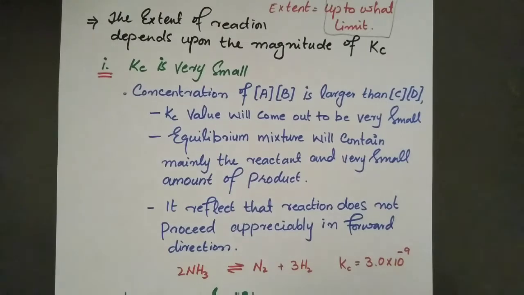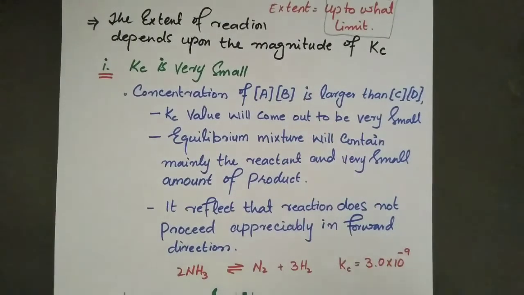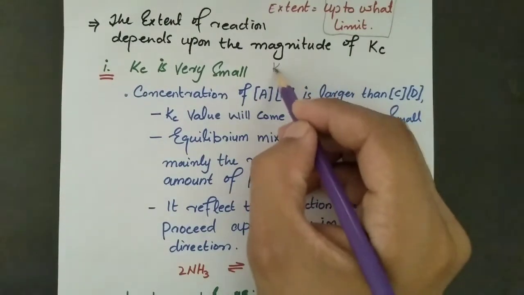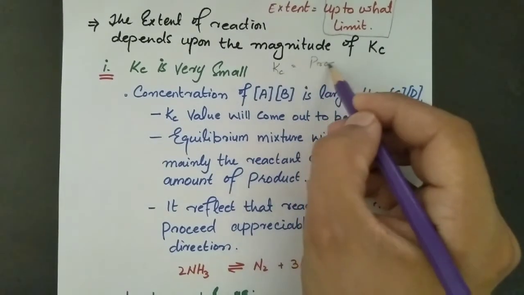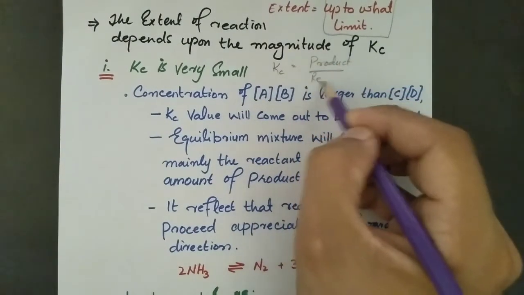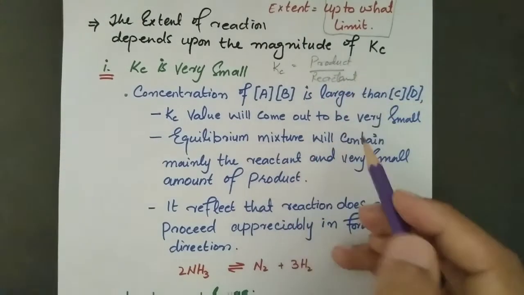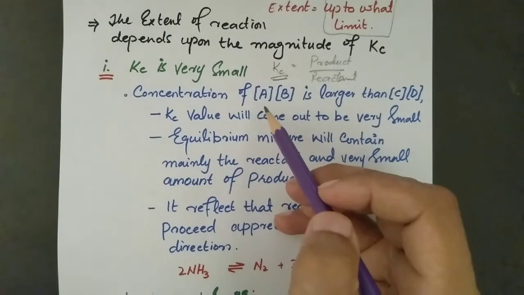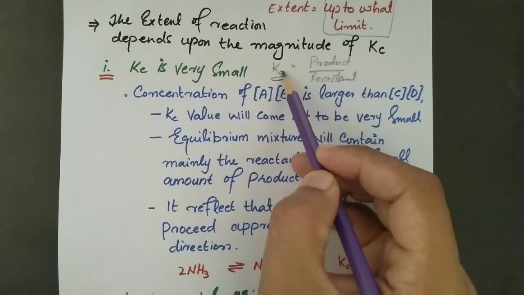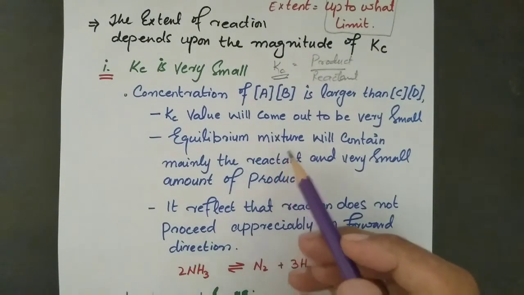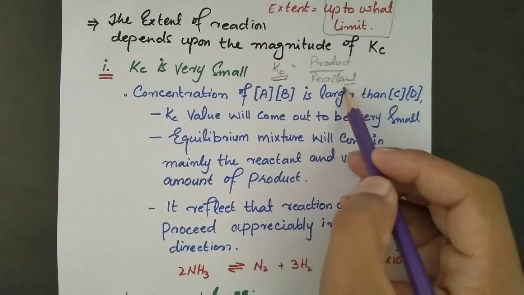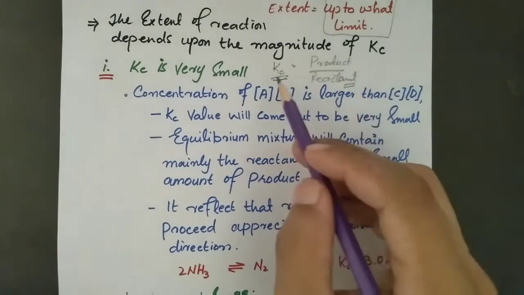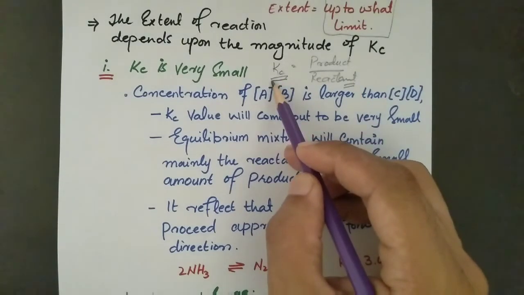First of all, if the Kc value is very small. When is the case when the Kc value becomes small? We know that Kc is equal to product concentration over reactant concentration. We have already studied mathematics. Kc value is only possible to become small when the denominator is very large. When the denominator is very large, Kc becomes very small.